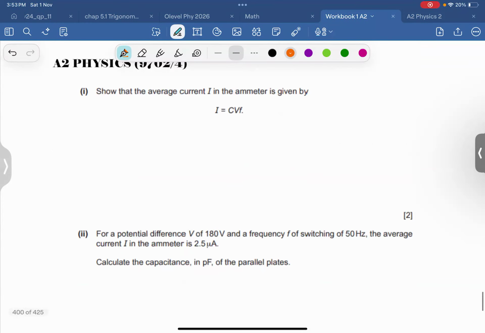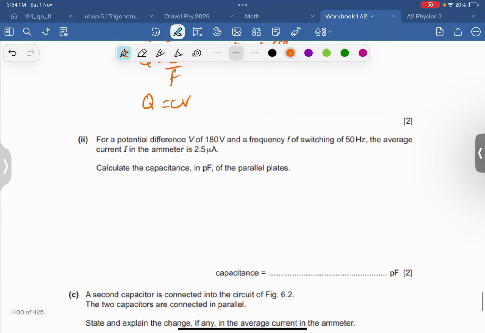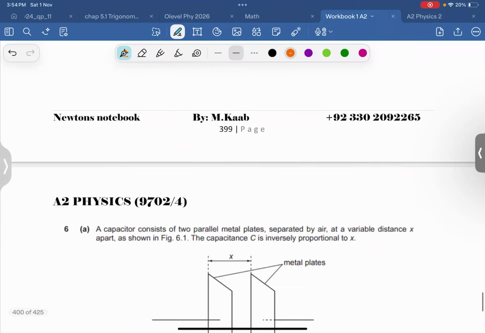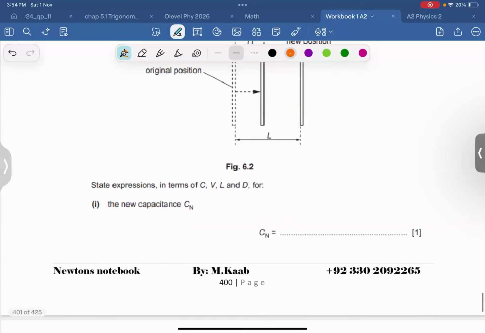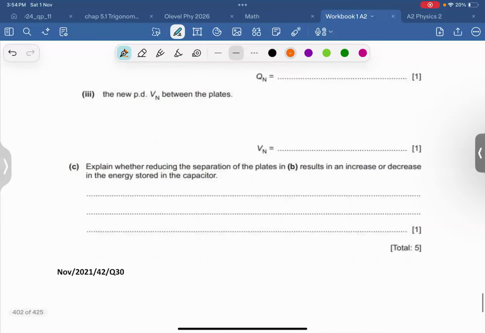Okay, Q equals IT, and then Q equals I over T, I over F, and then Q equals CV. Substituting everything, I'll get I equals CVF. Right. Now you can find out, okay, these are the easy ones. Trying the last question, then the rest will be your homework.